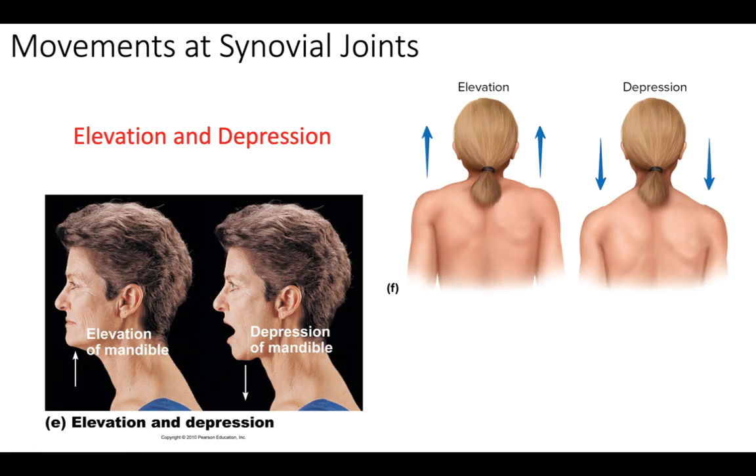Elevation and depression. That's kind of easy. When a body part moves up, it's called elevation. When it moves down, it's depression. You can do that with your mandible. If you elevate your mandible, you're moving it up, and then you can depress the mandible. You can also elevate and depress your scapula. When you shrug your shoulders, you're moving that scapula up and down.